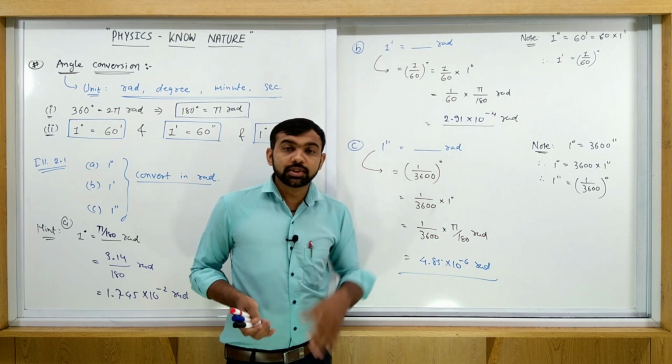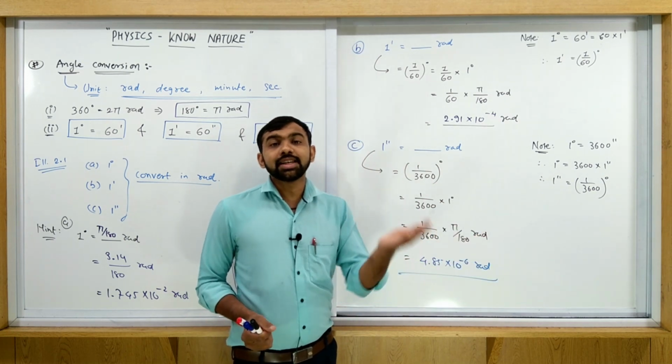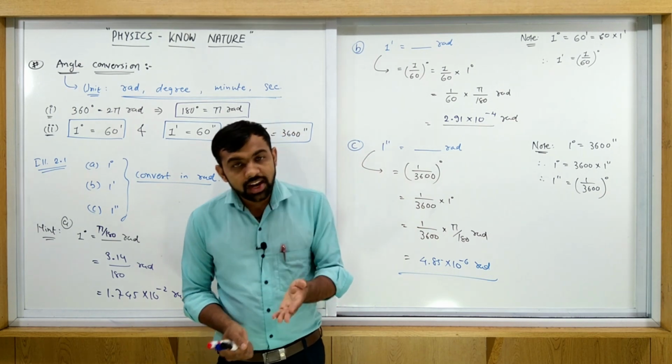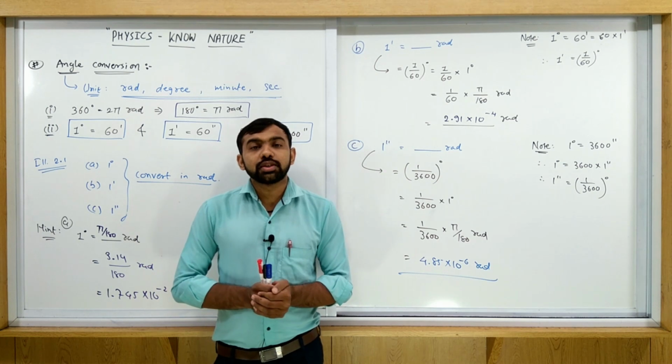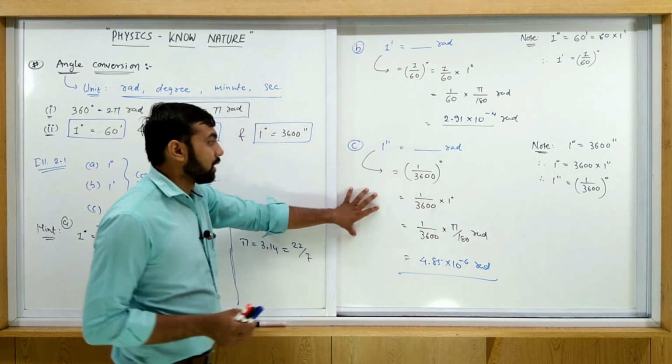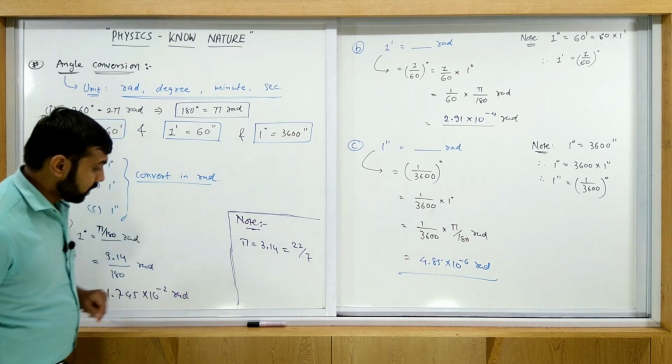Now the opposite way: if you have to convert radian into second, then first you convert radian into degree, and then after that you convert degree into second. So you just follow one sequence to solve this type of problem. All of you must note this example in your books with the proper calculation.